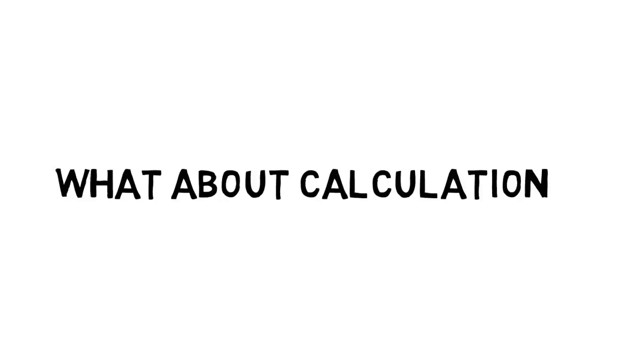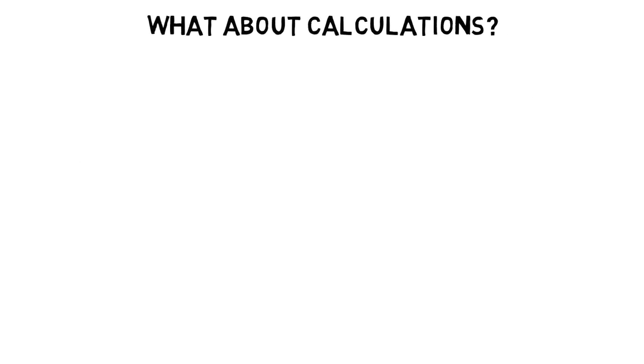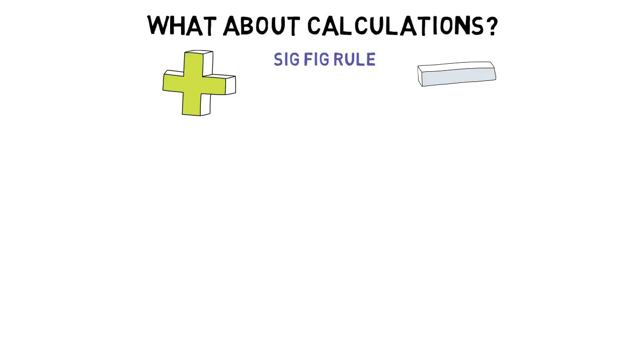I'm sure you're dying to know how to use significant figures in calculations. I mean, what about calculations? We have to know how to add and subtract. You know, there are significant figure rules for addition and subtraction. It turns out addition and subtraction are treated the same way, and there is just one rule that covers both of them. We will talk about multiplication and division later.